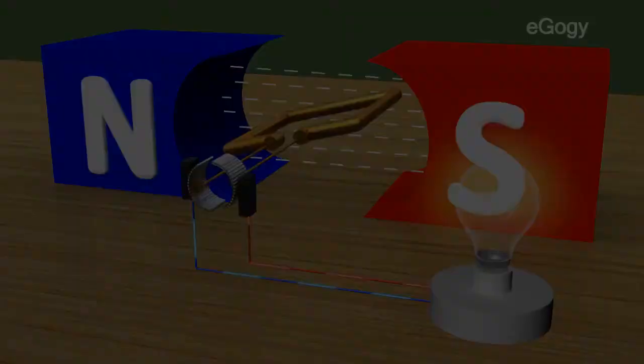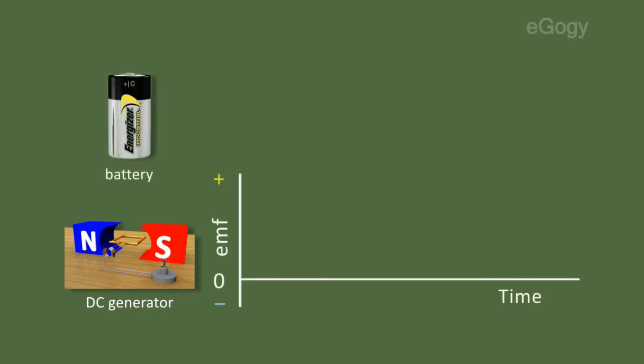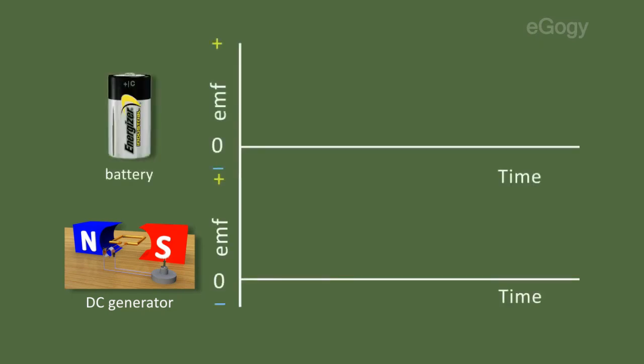Let's see the difference between the EMF from a DC generator and a battery. The EMF from a battery is of constant intensity and without any fluctuations. But the EMF from the DC generator is pulsating.